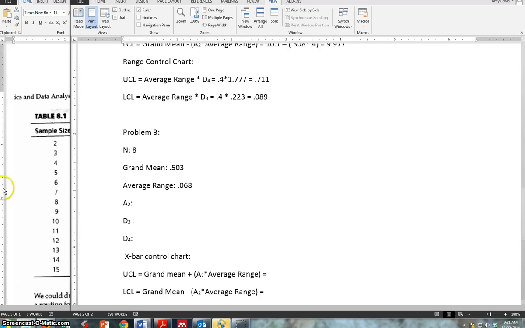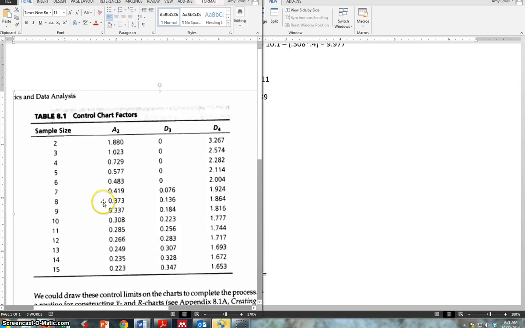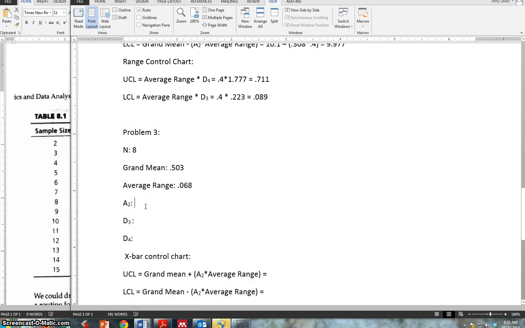And now I'm going to get my control chart factors. So using n of 8 over here, I've got 0.373 for A2, 0.136 for D3, and then 1.864. So again, I just look at that line for a sample size of 8. So I'm just going to move those over here. 0.373, 0.136, and then 1.864.